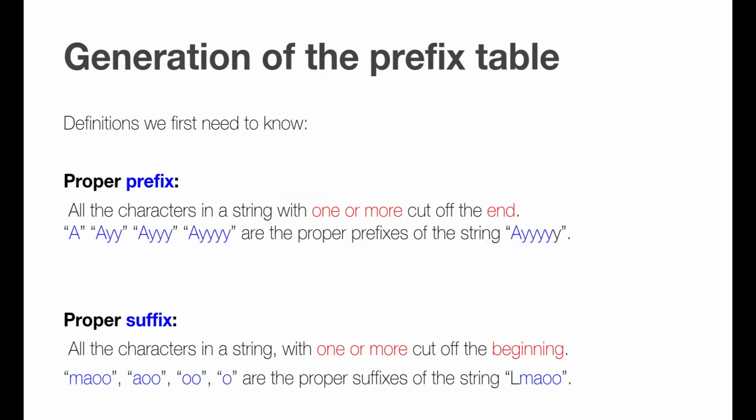We will now go through how the prefix table is generated. First, some definitions. A proper prefix is a prefix of a string that doesn't include itself. Furthermore, a proper suffix is a suffix of a string that doesn't include itself.